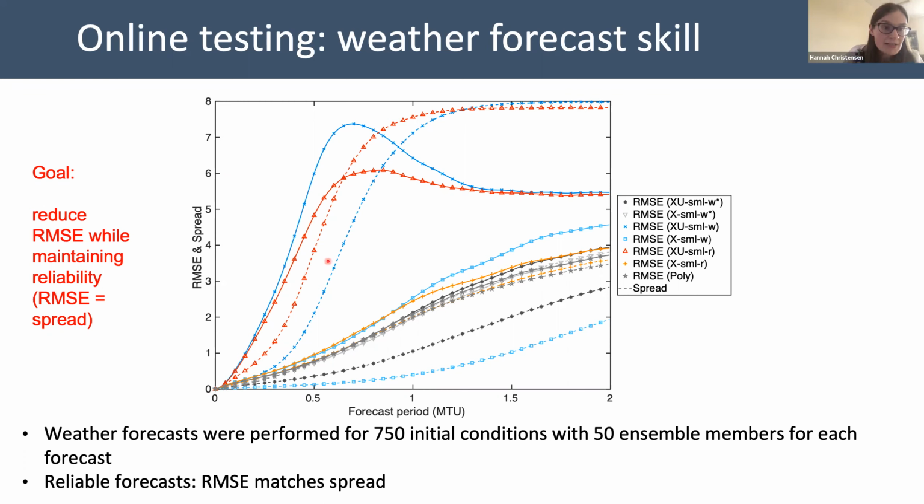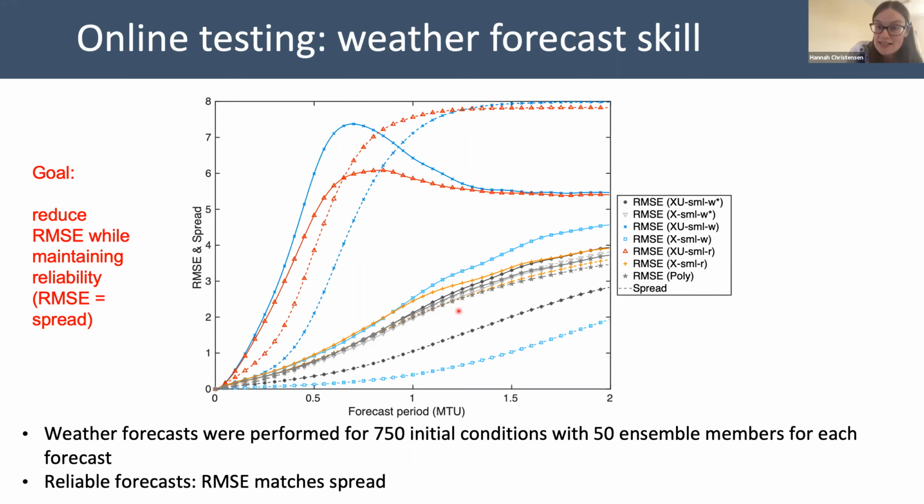So a reminder, what we're looking for is for the spread and the error to lie on top of each other, and for both the lines to be as low as possible, because that indicates a small error in the forecast. And the polynomial model, which we're aiming to beat, does extremely well. That's the mid-gray dashed lines here. But what we can see is that our pale grey X small w star is doing as well and potentially even better than this polynomial scheme in terms of matching the evolution of the error with the spread.